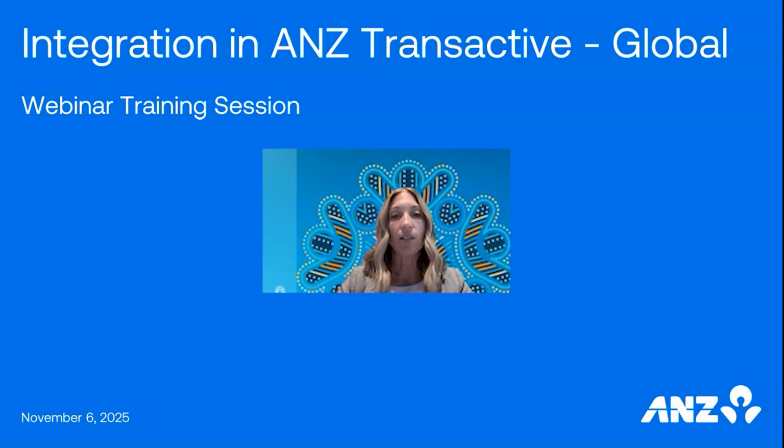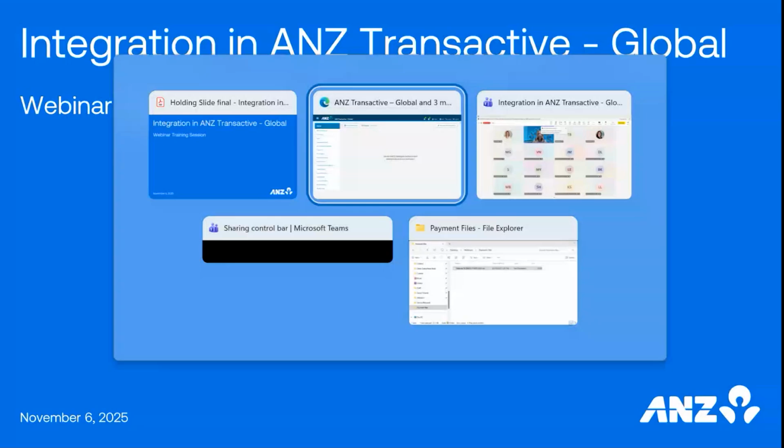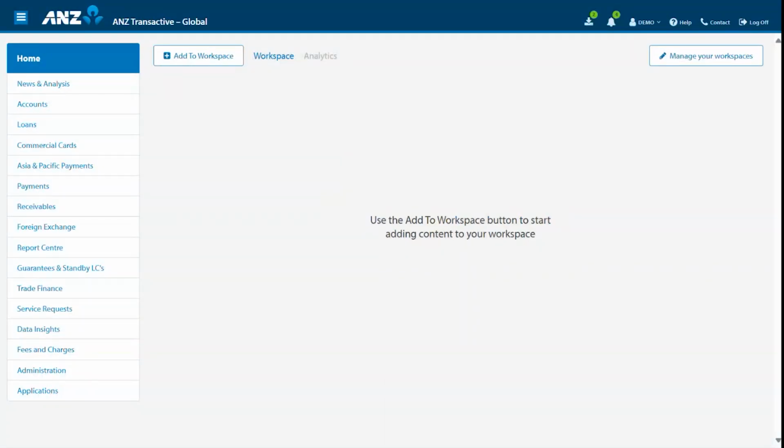For anything outside of ANZ Transactive Global, we will show screens from ANZ Digital Services Help. In an increasingly digital financial landscape, seamless integration between systems isn't just a nice to have, it's a competitive advantage. Today's session is all about unlocking that advantage by exploring how to integrate with ANZ Transactive Global, a powerful platform for managing cash and payments across the ANZ network. ANZ has several ways your office systems and processes can integrate with us, and I would now like to look at these briefly, starting with file uploads.